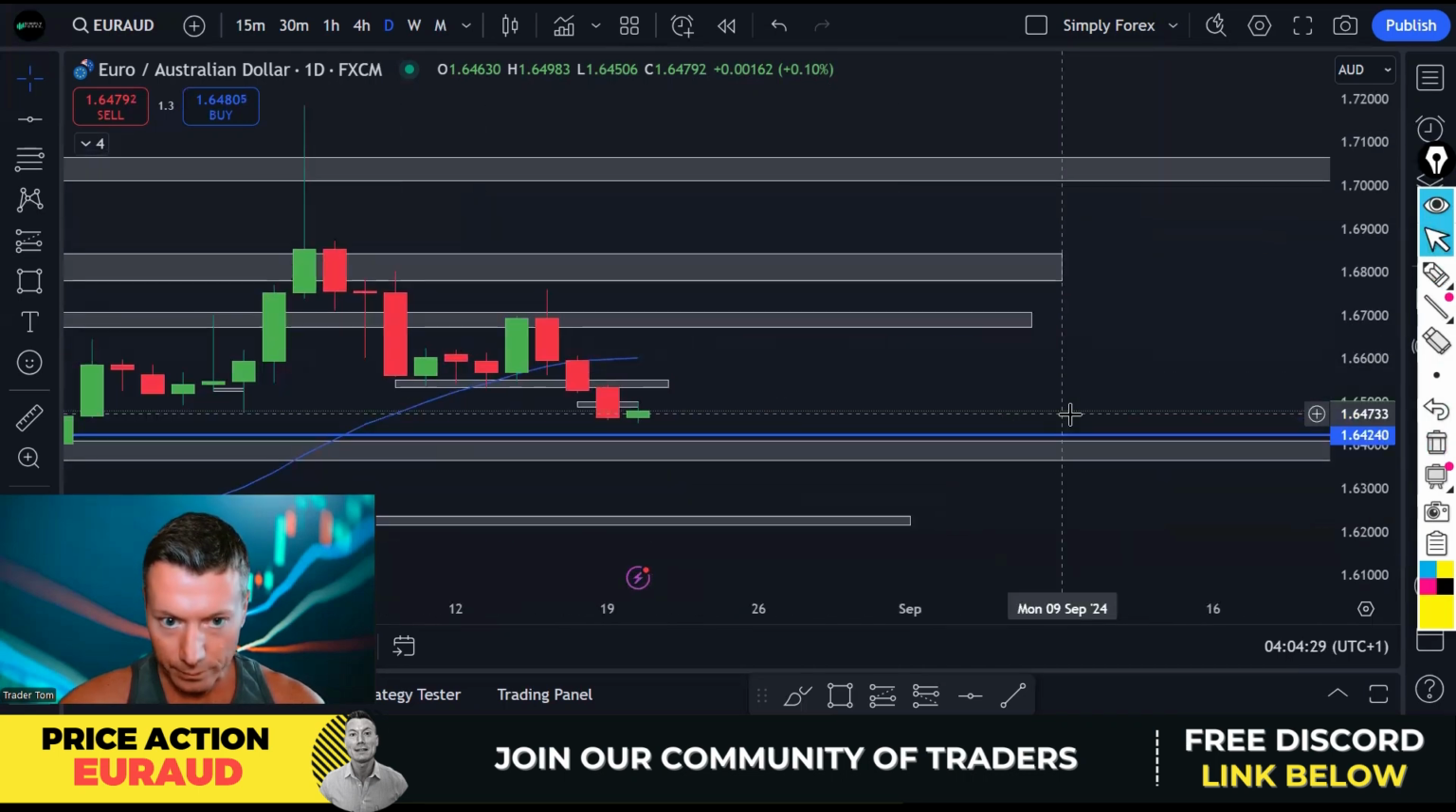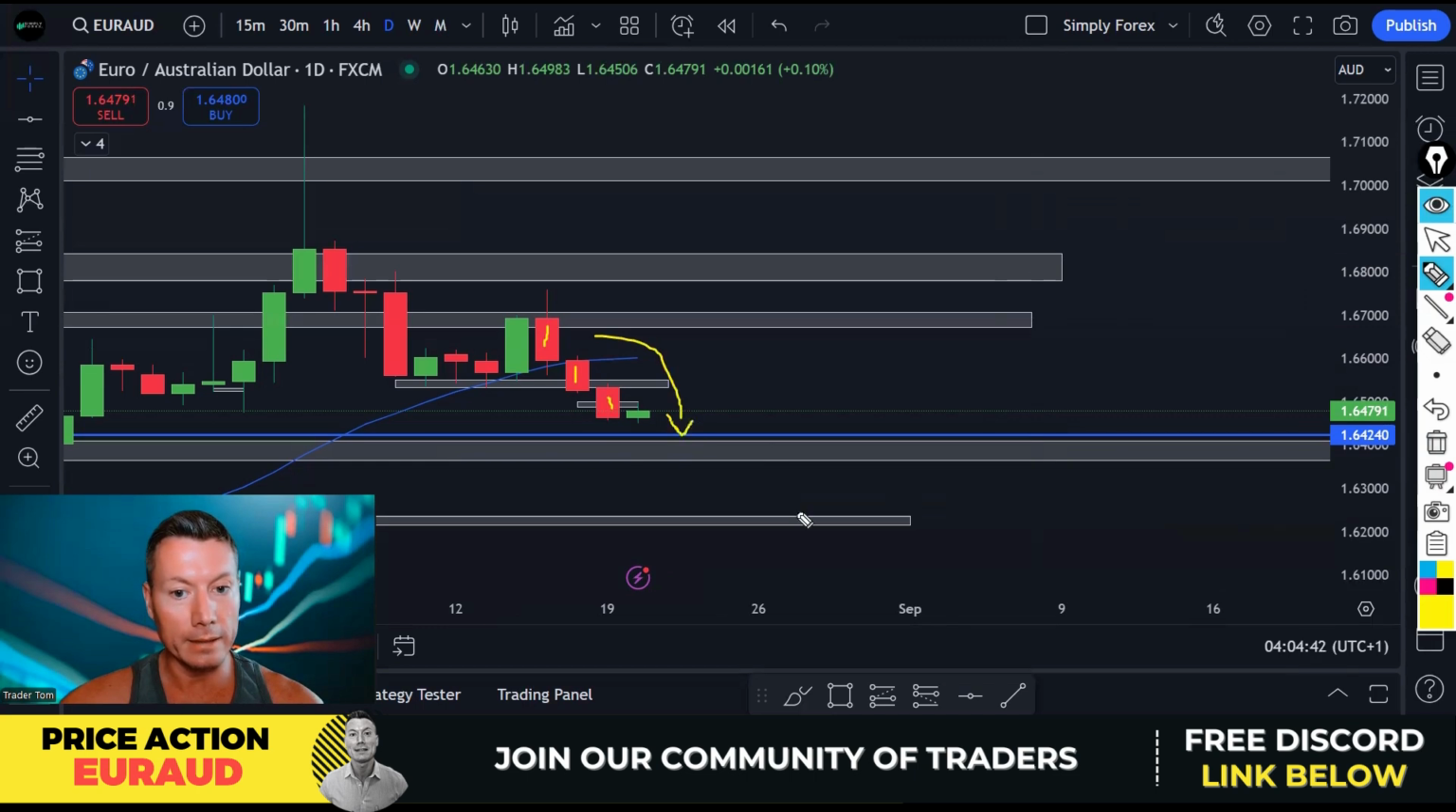So trend and structure, support and resistance, and then you've got to look at the candlesticks, right? Bearish, bearish, bearish, all very bearish, right? So that's a good sign as well for us to keep selling. I've actually re-entered this trade.